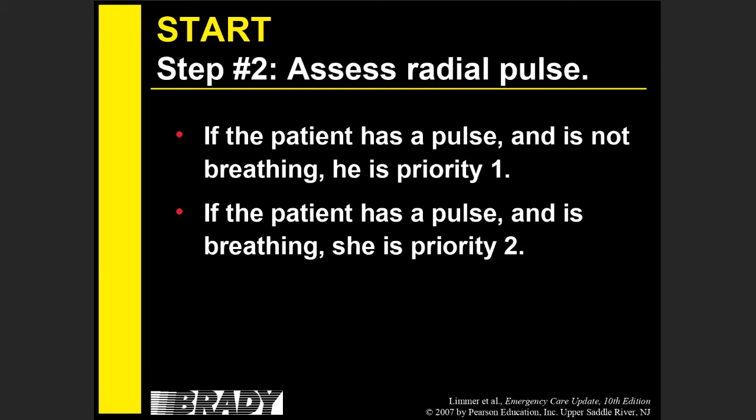Okay. So assessing the radial pulse. If the patient has a pulse and is not breathing, he's priority 1. If the patient has a pulse and is breathing, she's priority 2. So if they're breathing and they have a radial pulse, they're priority 2. What does priority 2 mean? It means not walking wounded, but not immediate transport. They can hang around a little bit longer.